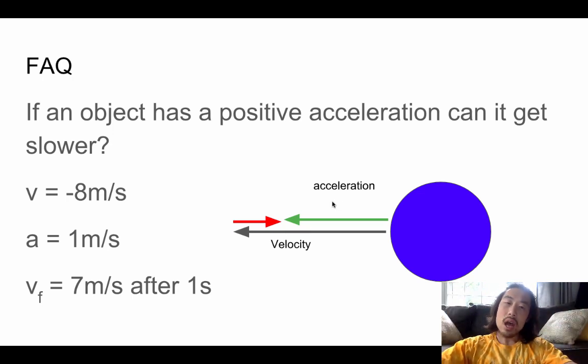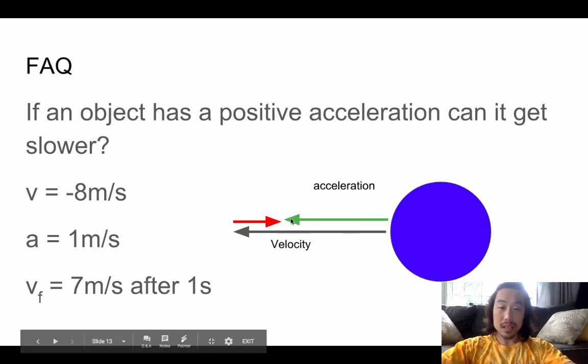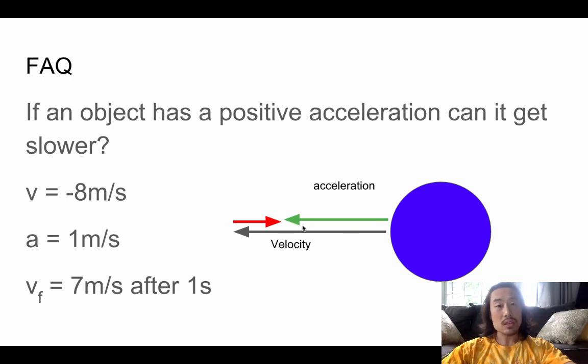So in this case, the object had a velocity of negative 8 meters per second, but then accelerated with positive 1 meters per second squared. And so after 1 second, you can see the new velocity in green. It is negative 7 meters per second after 1 second.